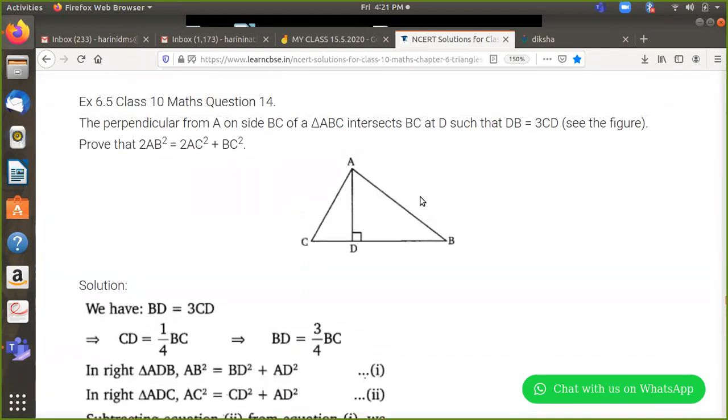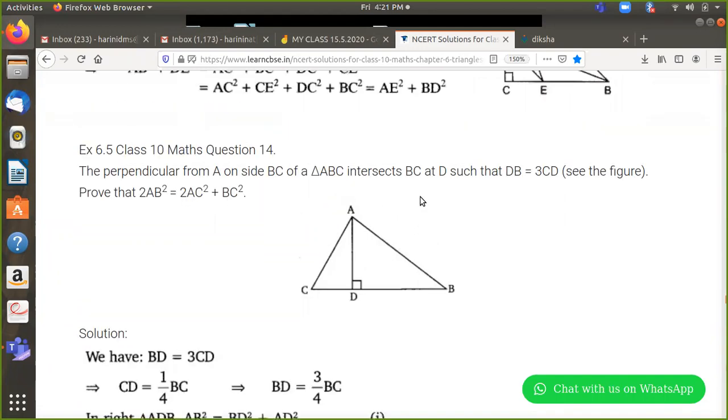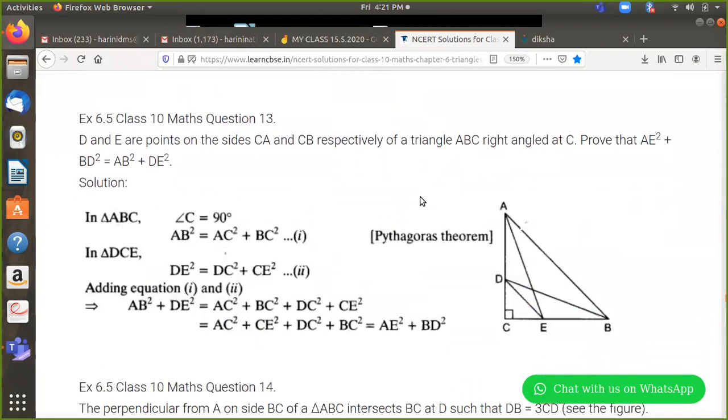Yeah. So this is problem number 13 that we are discussing. I'll just move this screen slightly down. Now I think it's readable. So we have a triangle ABC right angled at C. This is my original triangle ABC right angled at C. I have to prove that AE square plus BD square, so the AE is here and the BD is here, is equal to AB square plus DE square. So AB is here in the original triangle and DE is for this smaller triangle.